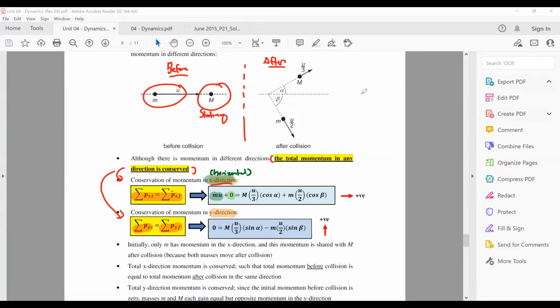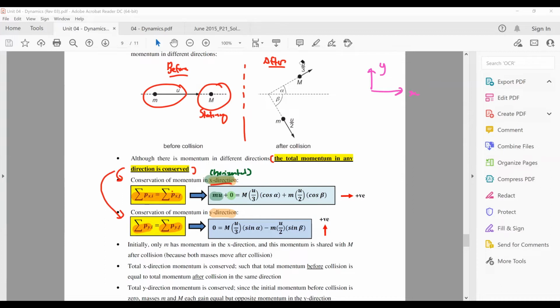Okay. Now, after collision, these two objects, the small m and big M, move on in different directions. So I want to analyze it in two specific directions, both the y and x direction. I analyze it in the x direction now. This momentum here can be resolved into x and y directions.